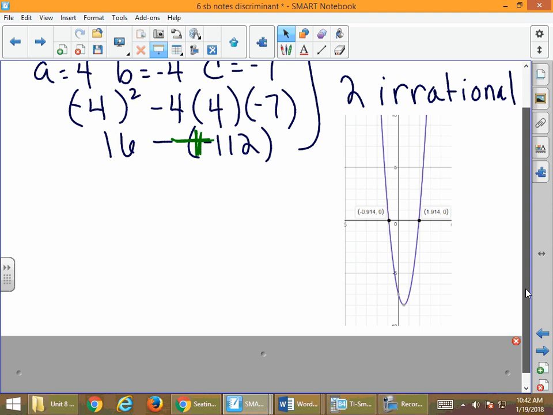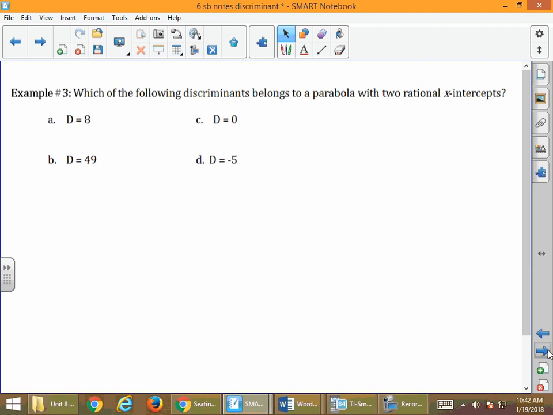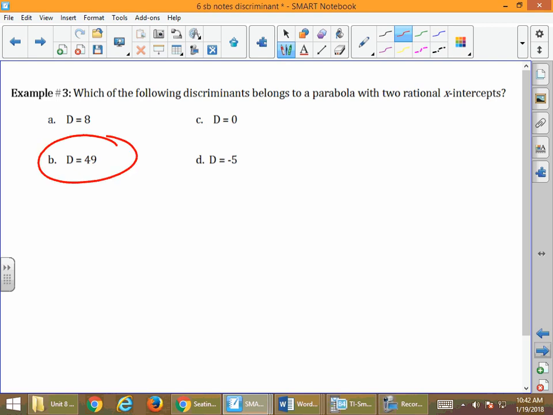And as we finish, a good exam question. Which of the following discriminants belongs to the parabola with 2 rational x-intercepts? It's going to be the perfect square. When the discriminant's 8, it's going to give us 2 irrational. When the discriminant is 0, we're going to get 1 rational. When the discriminant is negative 5, we're going to get 2 imaginary. It's our perfect square choice that gives us the 2 rational x-intercepts.